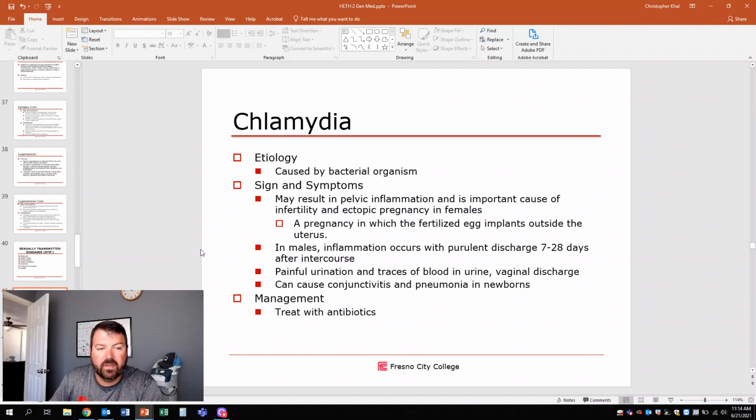Okay, males, inflammation occurs with a purulent discharge up to a month after intercourse. Painful urination, traces of blood in urine, and vaginal discharge. Can cause conjunctivitis and pneumonia in newborns.